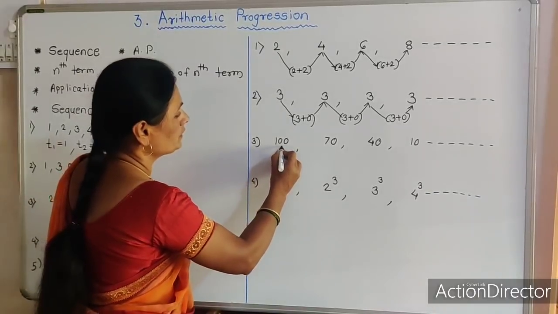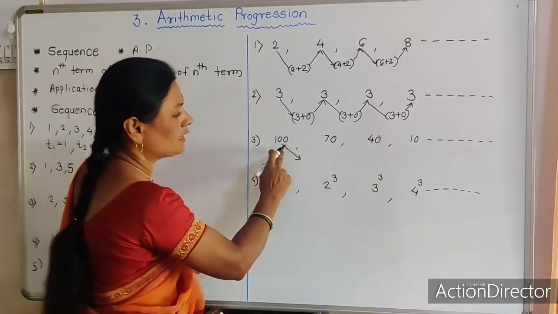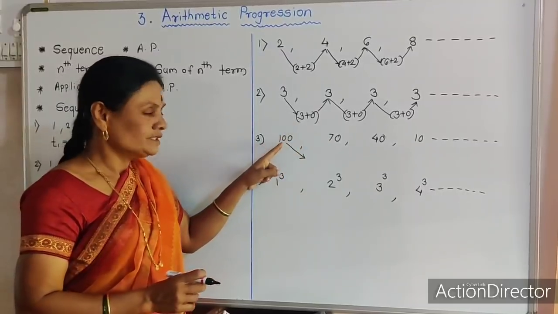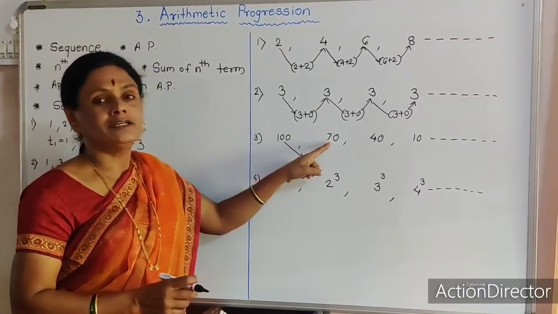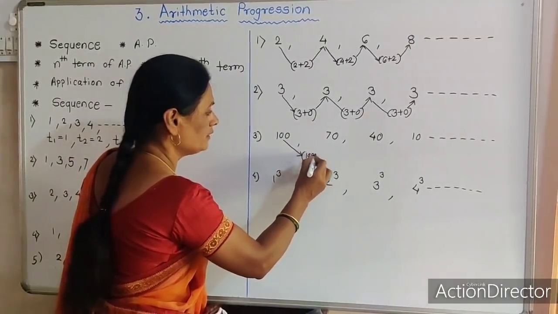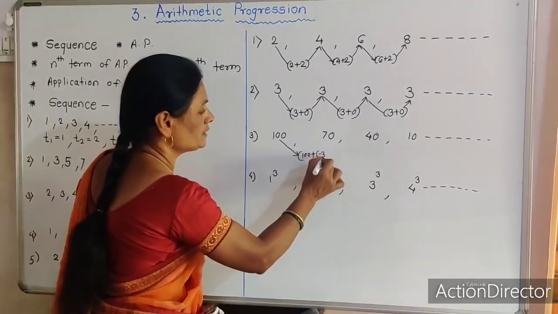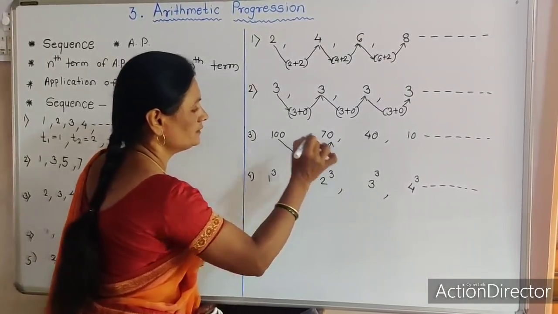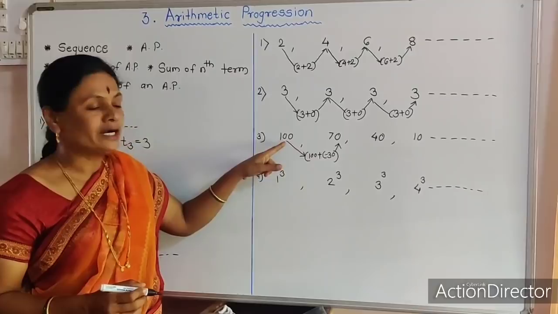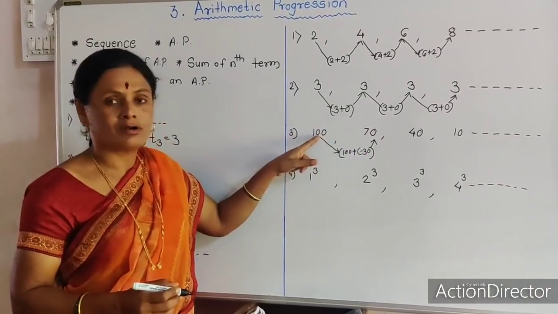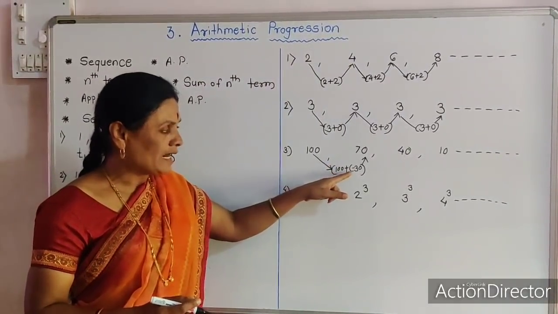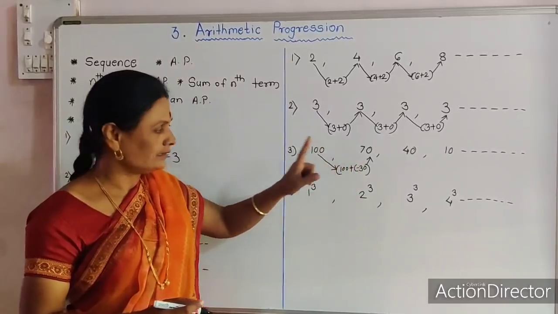Here, look here. The first term is 100 and the second term is 70. To 100, adding minus 30, we get 70. It means that we subtract 30 from 100. But here I said that to 100 we add minus 30, then we get 70.